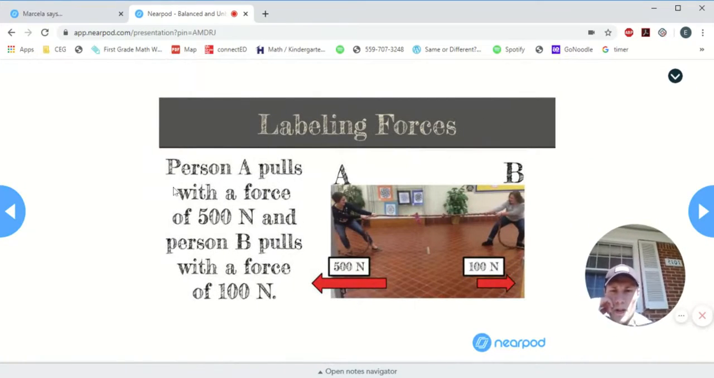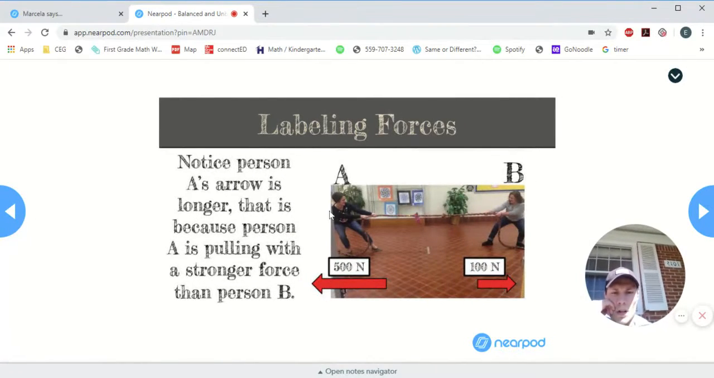There we go. Looking at this picture, person A pulls with a force of 500 newtons, and person B pulls with a force of 100 newtons in the opposite direction. So this person's pulling to the left at 500 newtons, person B is pulling to the right at 100 newtons. So you can see the arrows are different sizes because the forces are different sizes. And the directions are different because the force is going in different directions. Person A's is longer than person B's because the forces are different.